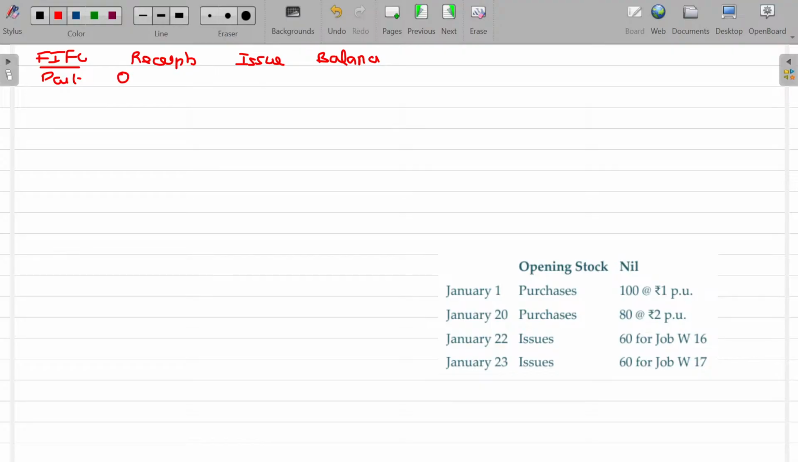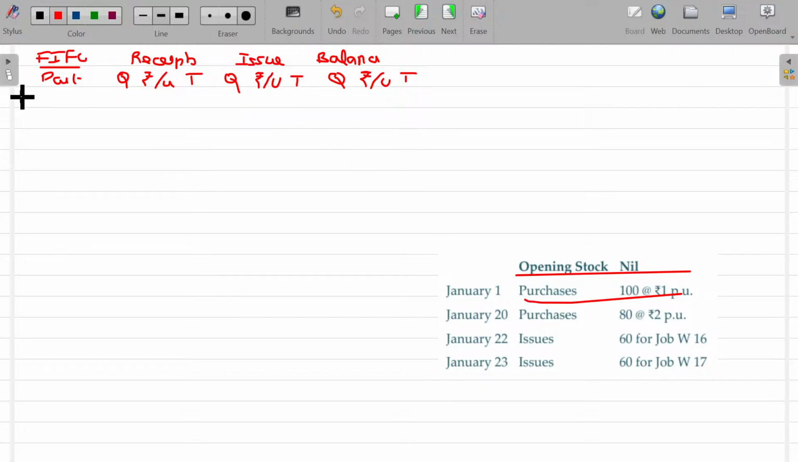In receipts: quantity, rate per unit, and total. Issues also: quantity, rate per unit, and total. Balance: quantity, rate per unit, and total. Three columns will be there for every item here: receipts, issues, and balances. Initially, we don't have the balance, but we have the purchases.